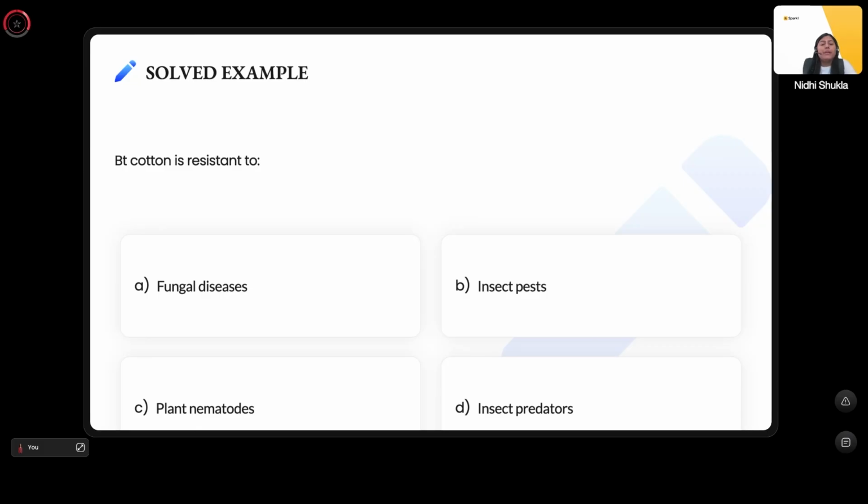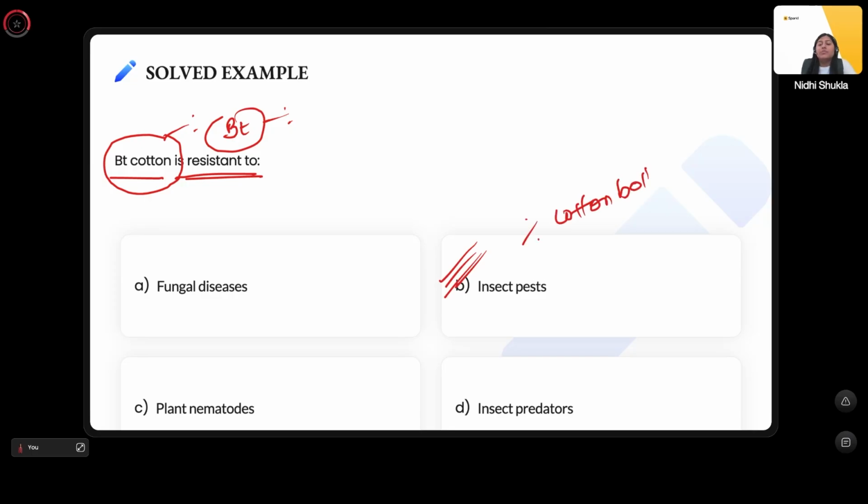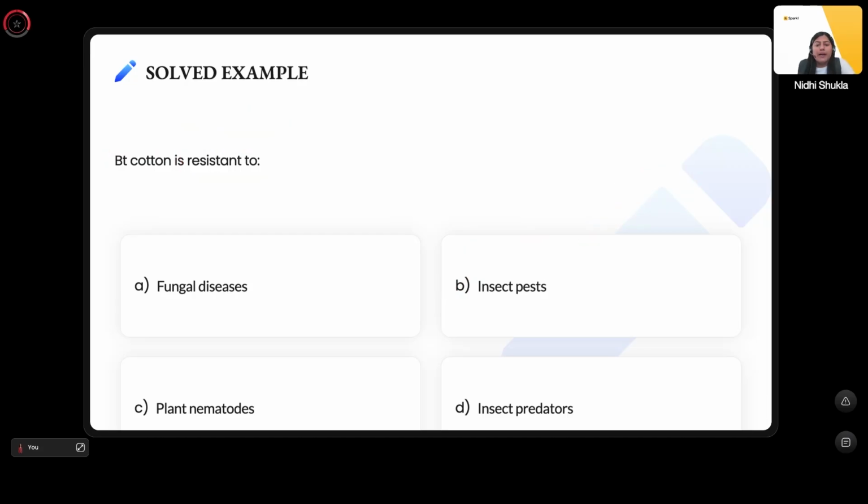Now, Bt cotton is resistant to. Here, this Bt stands for Bacillus thuringiensis, and Bt cotton is a genetically modified product. This Bt cotton was created because cotton plants were getting very much affected by cotton bollworms. So this Bt cotton is resistant to insect pests, which was your cotton bollworm, which was destroying a large quantity of your cotton plant.